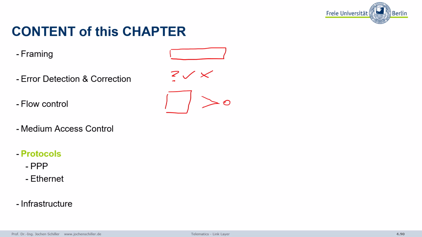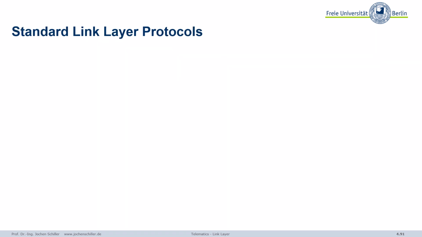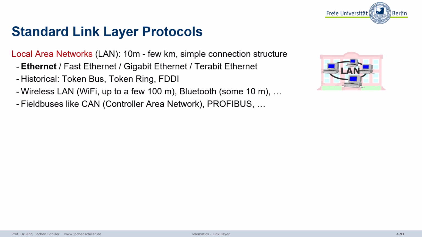And we know how we can access the medium, how we can control this, what happens if several devices try to access the medium at the same time. So now let's have a closer look into some protocols. So where do we find our link layer?